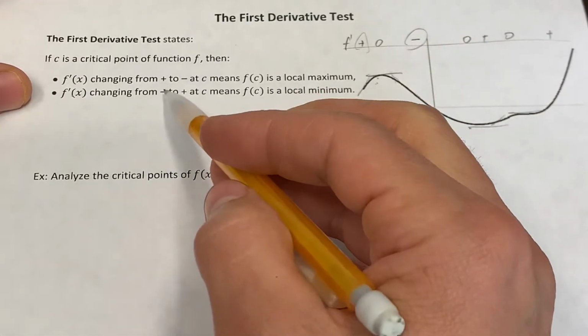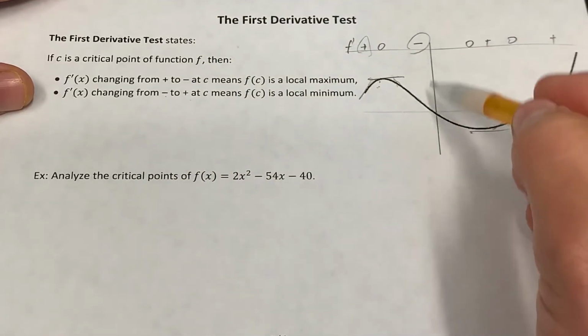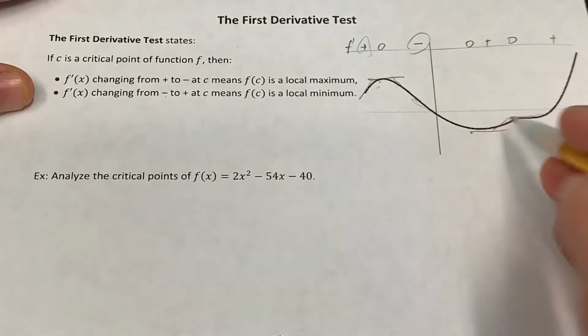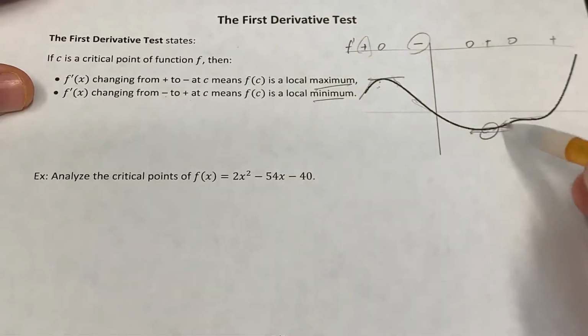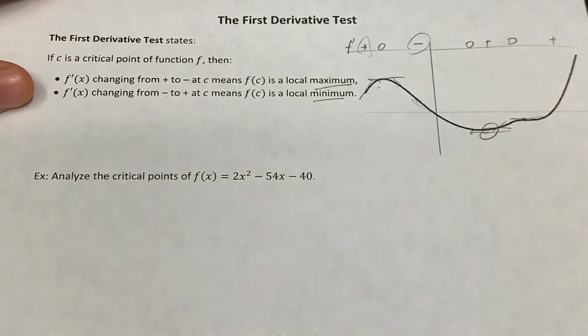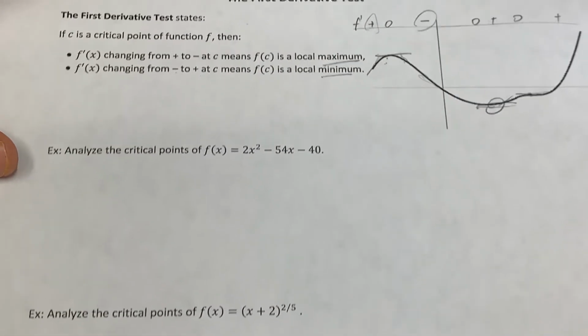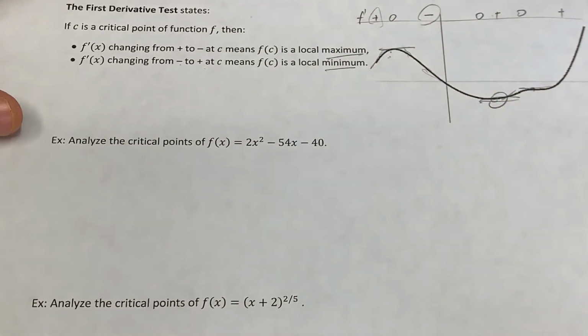What happens if the derivative changes from negative to positive? So here we're negative, then positive. Can you see that's a local minimum, right? What happens if it goes positive, 0, positive? Well, that's a critical point, but it's not much of anything. Being a critical point does not automatically make it a max or a min, okay?